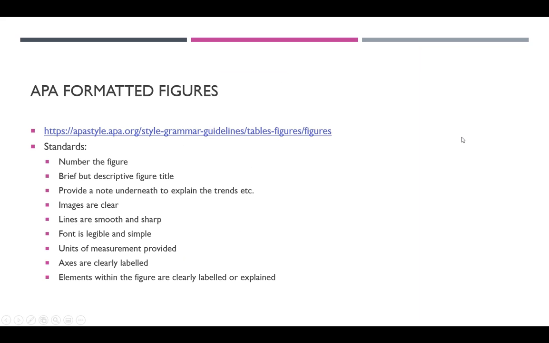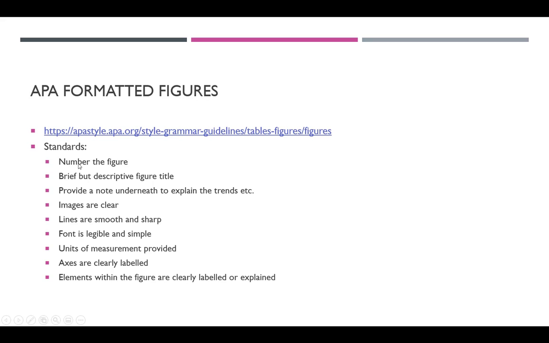In terms of formatted figures, as I said, this is where you see most of the differences between the two editions, the 6th and 7th edition of the APA manual. So if you use the 6th, just be consistent. If you use the 7th, be consistent, but you can use either approach. Again, there's a link to the blog where it talks about presenting figures.